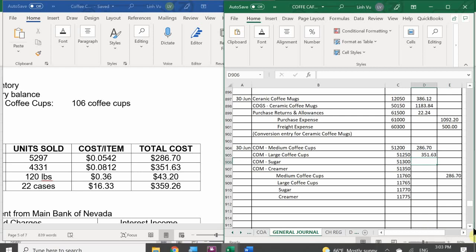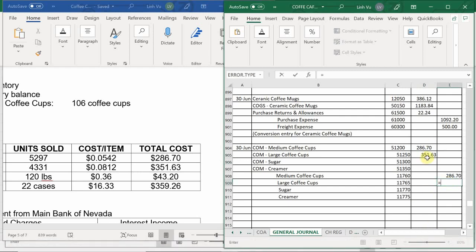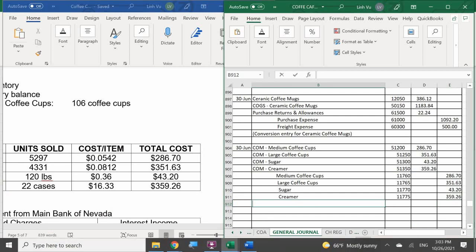351.63, and 43.20, and 359.26. Okay. So this is the cost of materials, to adjust the cost of materials sold. Good.